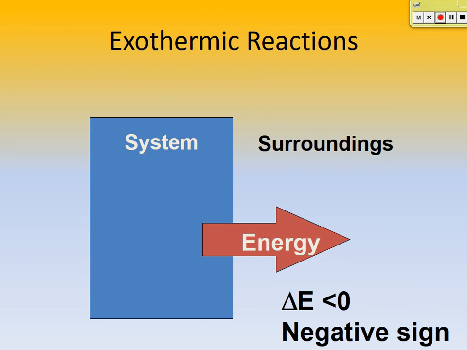Okay, let's look at exothermic reactions. We've talked about this a lot, but if energy here is leaving the system, the internal energy is going to be positive or negative if it's leaving? Negative. So it's less than 0. This is a less than sign. And so it's a negative sign.